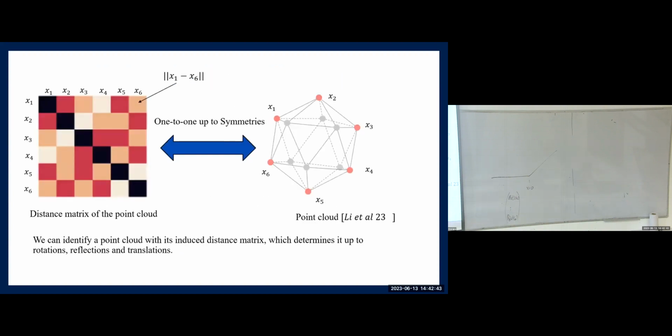Right, so here we see an example of what it looks like. On the right, we have some point cloud. The point cloud is the 6 red points. And we can represent this point cloud up to some symmetries as a distance matrix. This distance matrix captures all of the information of the point cloud up to translations and orthogonal actions. And the way the neural network is going to work is it's going to process this distance matrix rather than the actual geometric information that is not invariant to orthogonal action.